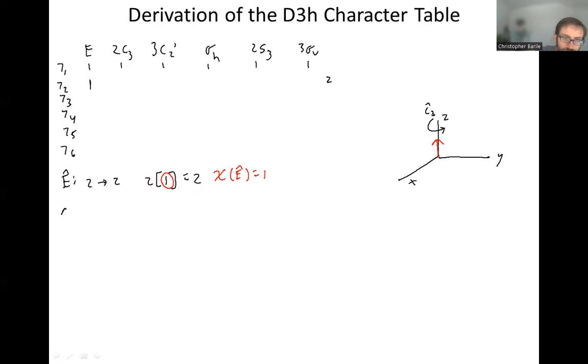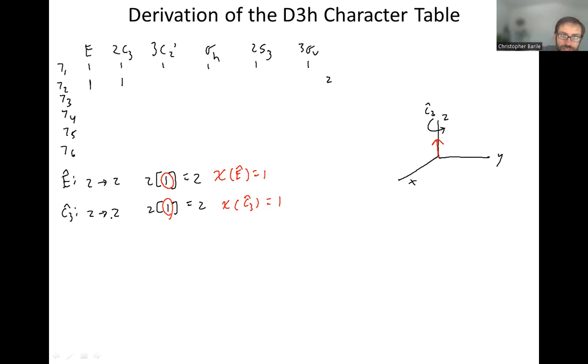All right, let's do C3. Again, we can do the C3 operation or the C3 squared operation. Those are both in this 2C3 class. And what does z go to? Well, we're doing a 120-degree rotation wrapping around the z vector. So we've got the z vector and we rotate it 120 degrees. My finger's still pointing up when I rotate 120 degrees, and what matters is what direction this vector is pointing. So z goes to z. Again, we have this 1-by-1 matrix, and the trace or character of this matrix is 1. So chi of the C3 operation is 1. So we have a 1 here.